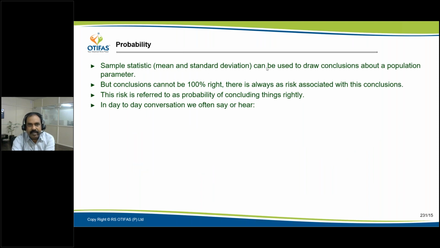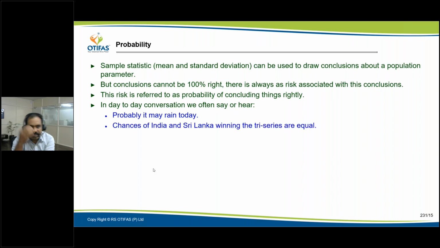Sample statistics, such as the mean and standard deviation, can be used to draw conclusions about a population parameter, but those conclusions cannot be 100% right. There is always a risk associated with them. This risk is referred to as the probability of concluding things rightly. In day-to-day conversation, we may hear that it will probably rain today, or that the chances of India and Sri Lanka winning the tri-series are equal.